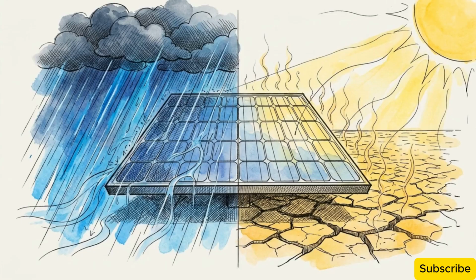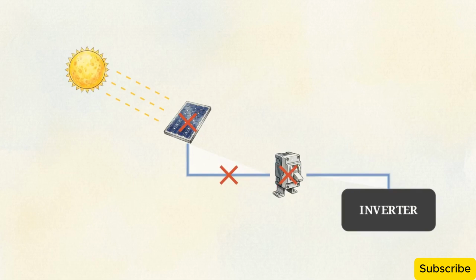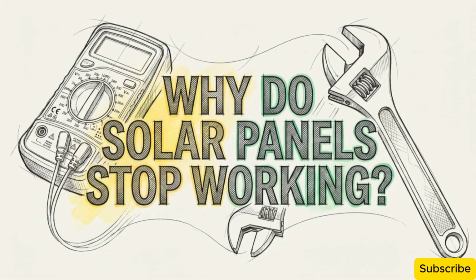These modules are engineered for 25 years of continuous exposure to the elements. Before writing off the hardware, we have to look for the failure points hidden between the sun and the inverter. Identifying the culprit requires a systematic troubleshooting approach, eliminating variables one by one rather than assuming the worst.